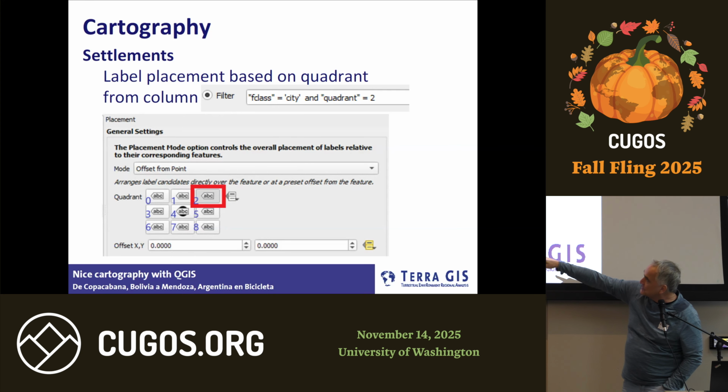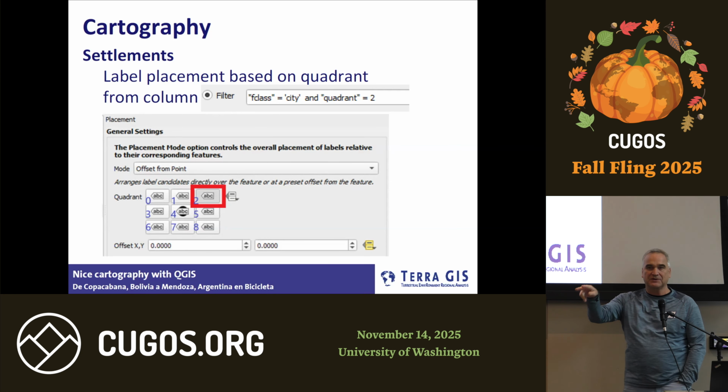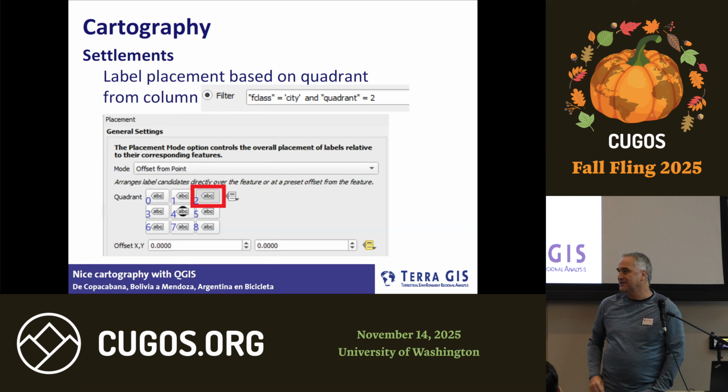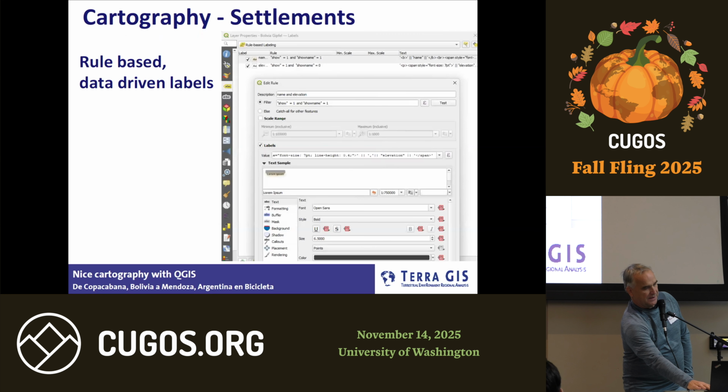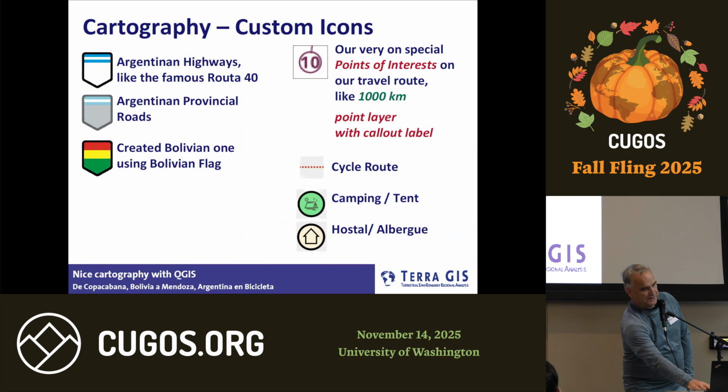And then you see these numbers 0, 1, 2, and so on. So basically if I wanted to move a label, I just changed this feature and said, okay, quadrant 2 instead of 0, and it moves from upper right to upper left. And that's how I placed these labels, because it's very efficient. And this is just these rules.